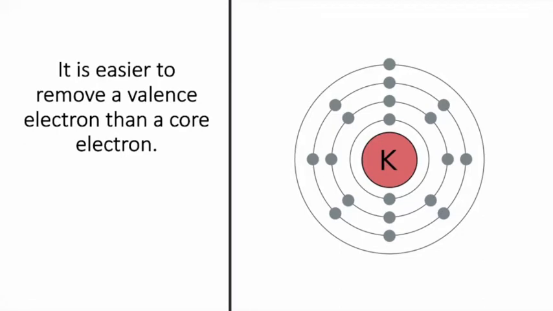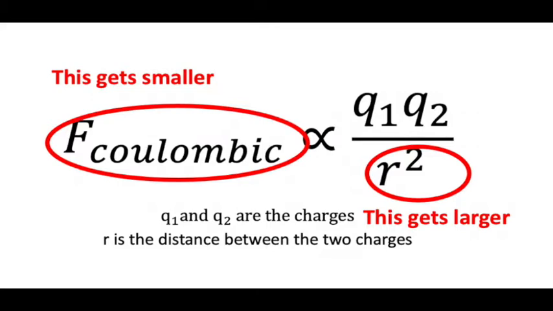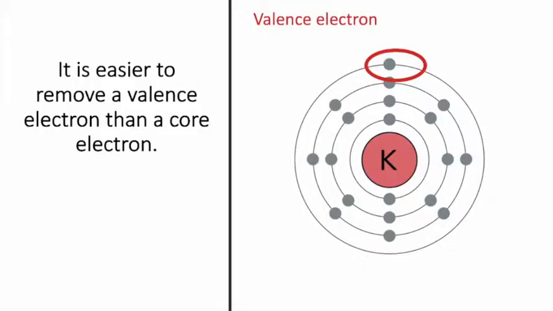Let's talk about some general trends. It's easier to remove a valence electron than a core electron, and this is because valence electrons are farther from the nucleus. And because of the increased distance, the Coulombic force is lower than it is for a core electron. Core electrons also tend to be in full shells, and full shells are very, very stable.